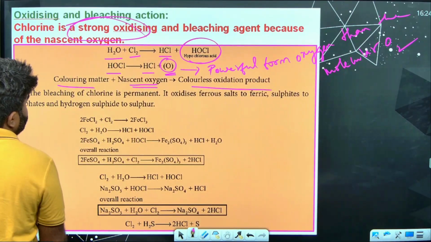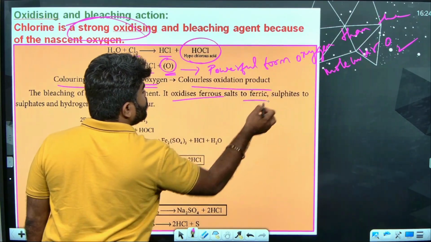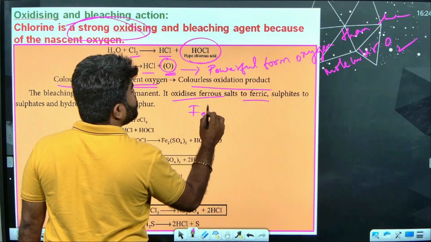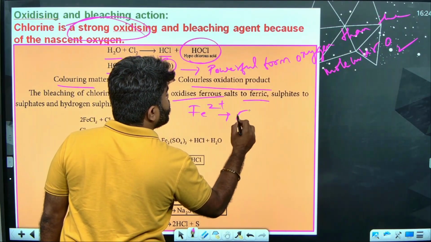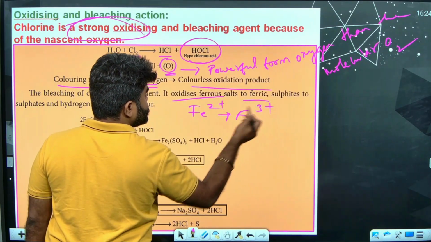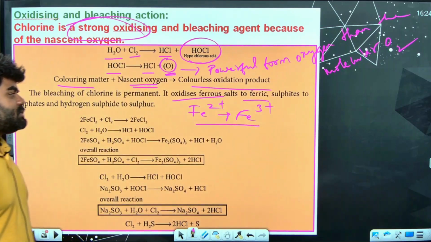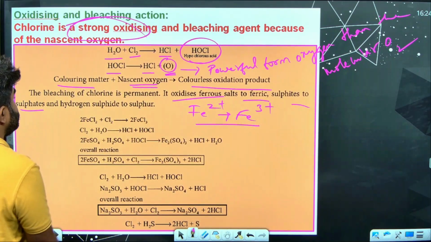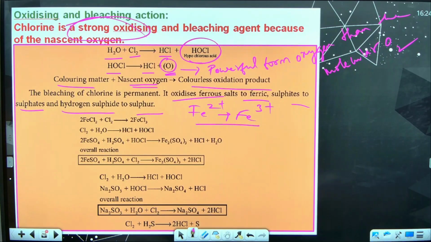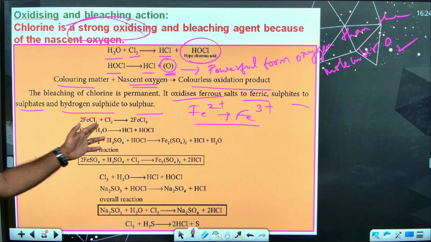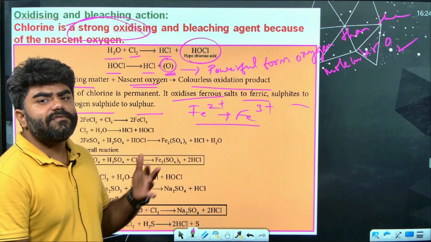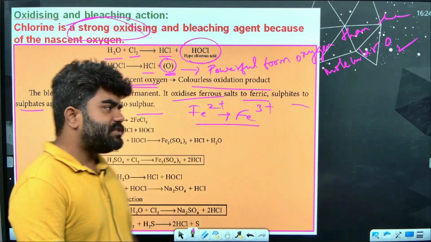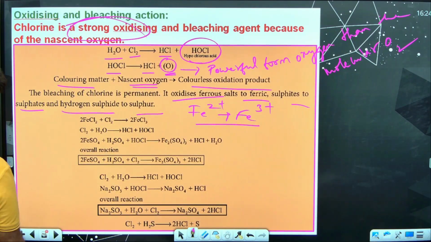And you see that it oxidizes ferrous salts to ferric. What is ferrous to ferric? Fe2+ to Fe3+. So there is an increase in oxidation number. So this is an oxidation reaction. Similarly, it oxidizes sulfides. Hydrogen sulfide is oxidized to sulfur. From hydrogen sulfide, when you remove hydrogen you will get sulfur. So removal of hydrogen is also oxidation. So the reactions for that are here. You can see the overall reaction.